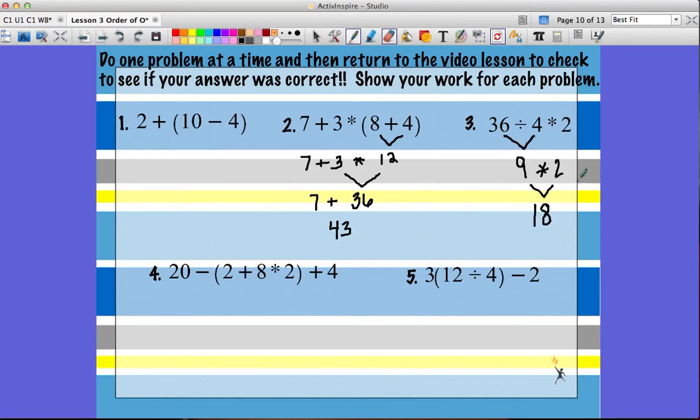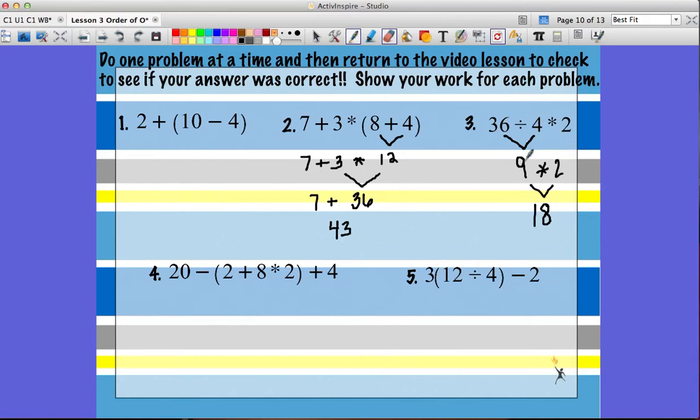Alright, number 3, it has division and multiplication, and that's it. So this is really where that multiplication division one-step rule comes into play. A lot of students like to do multiplication first because in the acronym PEMDAS, M comes before D. However, the rule tells us that we have to do multiplication and division in order from left to right. So I have division and I have multiplication. But because division comes first from left to right, I have to do that first.